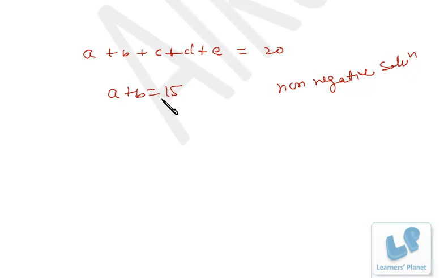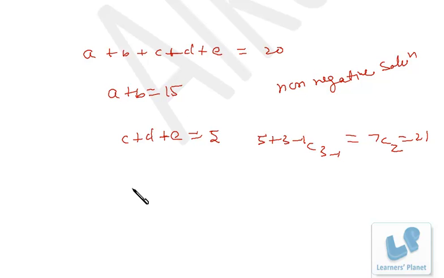Now A plus B is 15, that means C plus D plus E must be 5, right? So how many non-negative integral solutions will be there? 5 plus 3 minus 1, C 3 minus 1. So that is 7C2, right? So that's 7 into 6, 42 by 2, 21, right?